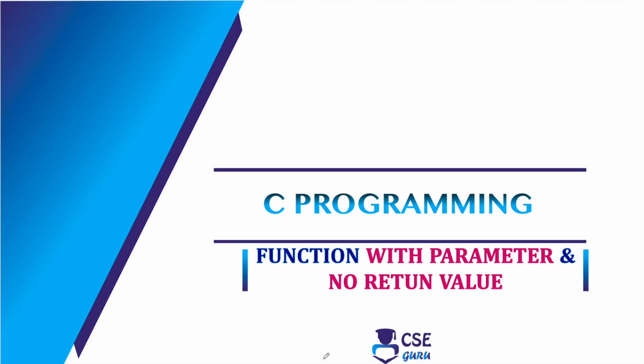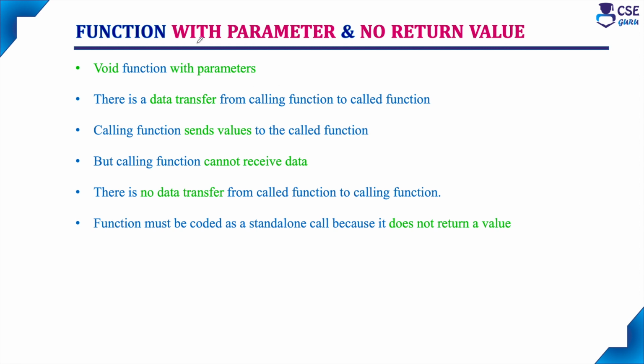In this session, we will discuss the second category of function, that is function with parameter and no return value. Here, the calling function is going to send parameters to the called function, but the called function is not going to return any value to the calling function. So this is the second category. Since the called function is not going to return any value, we have to use a void function. So the return data type for the function is void, along with the parameters.